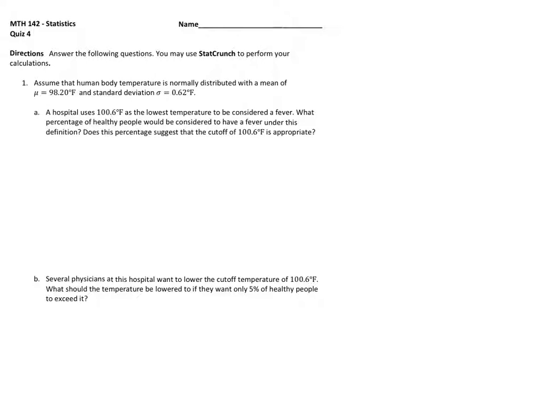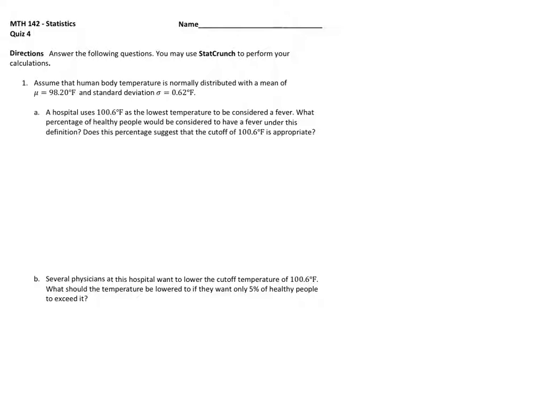For question 1, we're assuming that human body temperature is normally distributed with a mean of 98.2 degrees Fahrenheit and a standard deviation of 0.62. So for part A, a hospital uses 100.6 as the lowest temperature to be considered a fever. So what percentage of healthy people would be considered to have a fever under this definition?